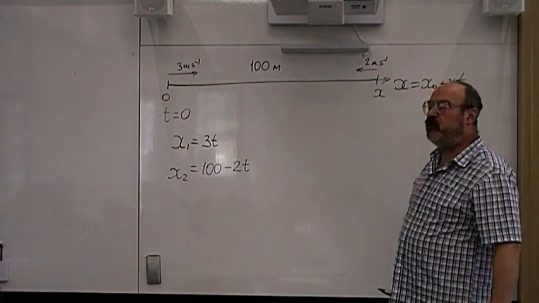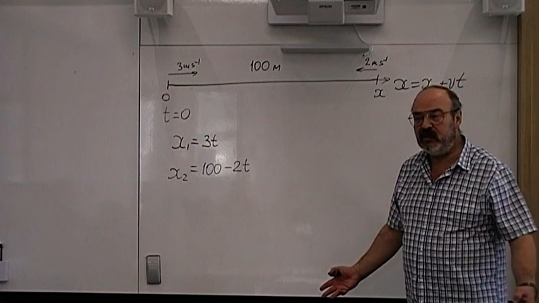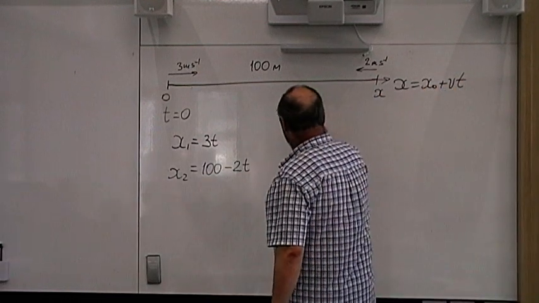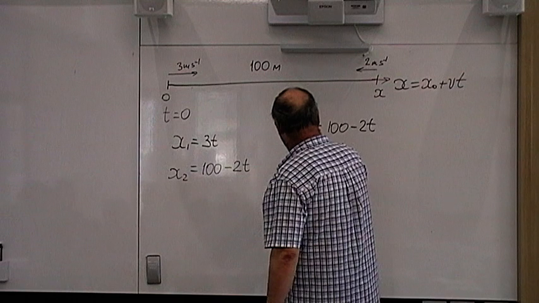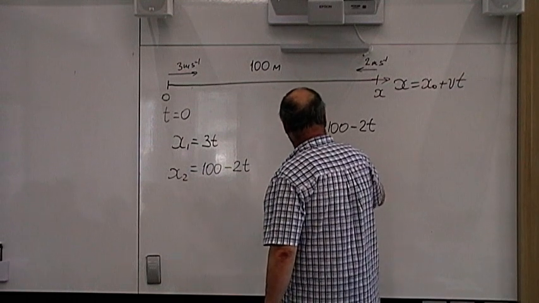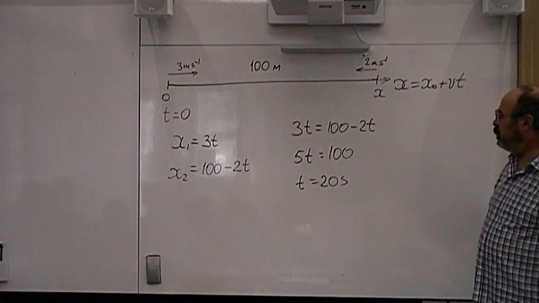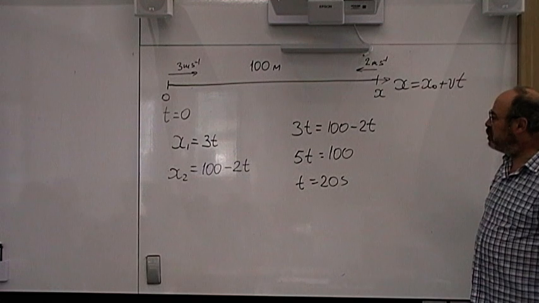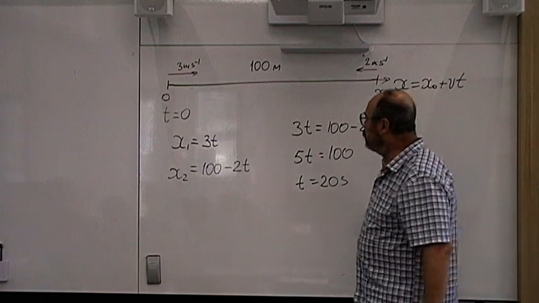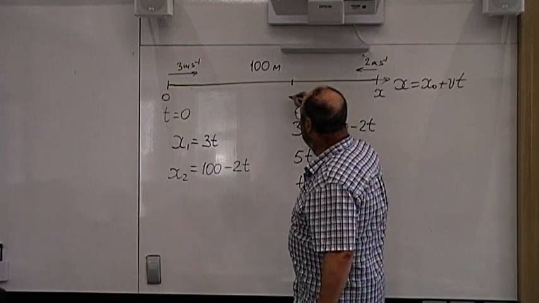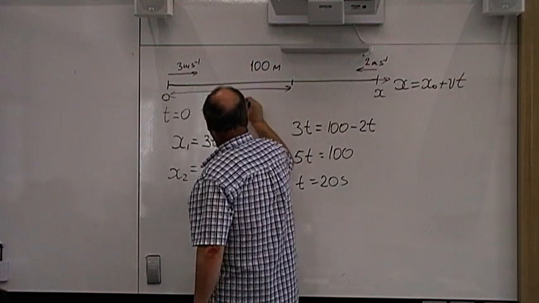And what will happen when they meet? What will happen to their position? It will be the same position. So we'll have 3t equal 100 minus 2t. From here we get 5t equals 100. So it takes 20 seconds for them to meet each other. And the distance the first student will travel is 3 times 20, 60, so they will meet 60 meters from the position of the first student.